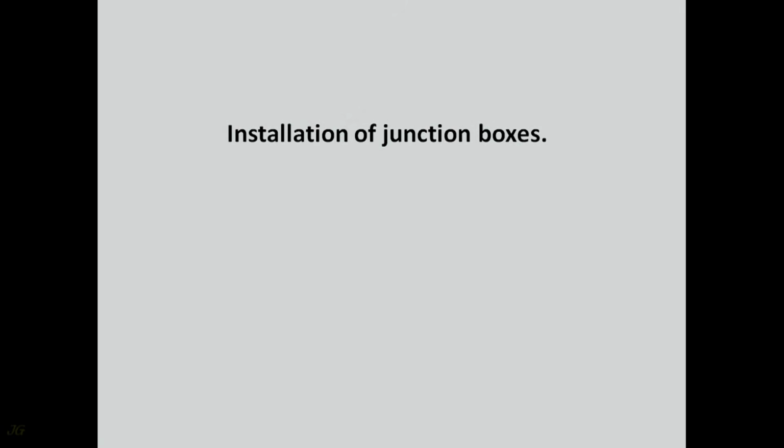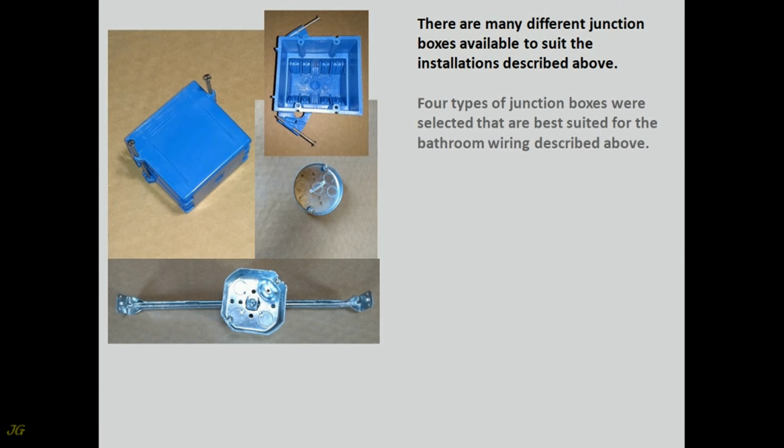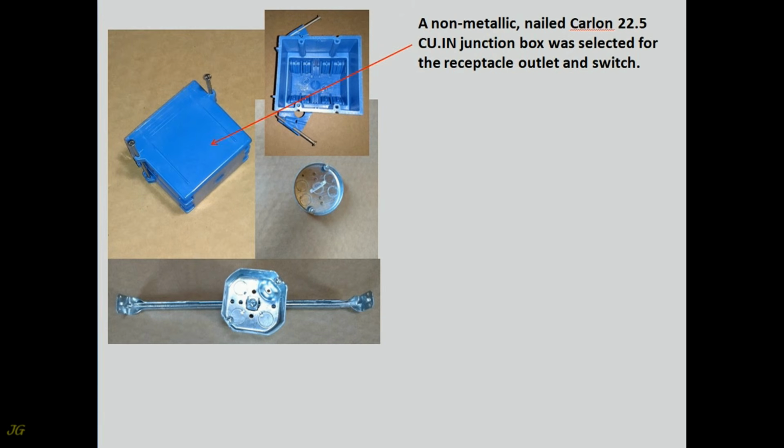Installation of junction boxes. There are many different junction boxes available to suit the installations described above. 4 types of junction boxes were selected that are best suited for the bathroom wiring described above. A non-metallic, nailed Carlin 22.5 cubic inches junction box was selected for the receptacle outlet and switch.